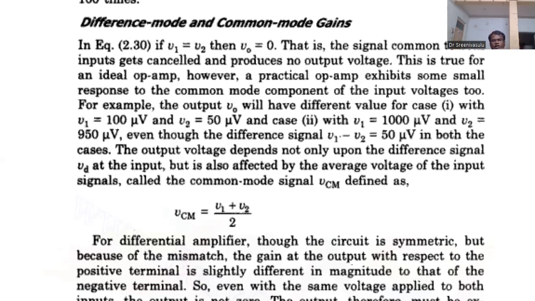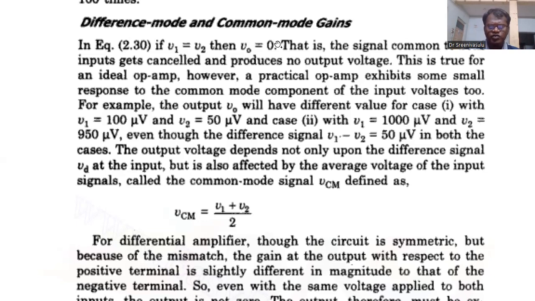That's why we have taken a practical example here. In the practical example, we have taken two cases. One case is 100 microvolts and 50 microvolts; the difference is 50 microvolts. The second is 1000 microvolts and 950 microvolts; the difference is 50 microvolts. You see the statement: even though the difference signal is 50 microvolts in both cases, the output voltage depends not only upon the difference signal Vd at the input, but is also affected by the average voltage of the input signals. That is called the common mode signal.